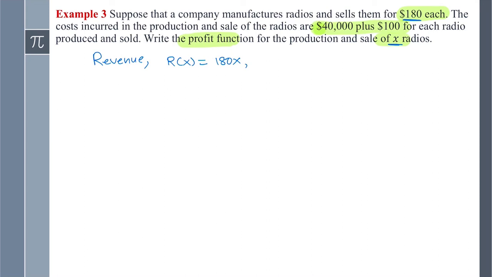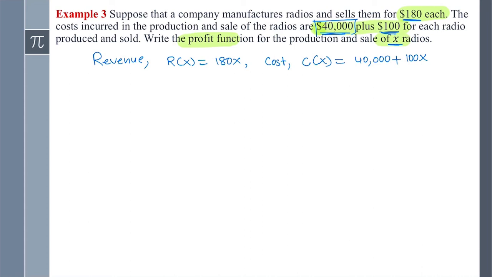And the next function that we have here is the cost function. How much do we invest? Okay, so let's represent that cost function by C of x. So the cost is, we have a basic cost, no matter how many radios we produce, we have a basic cost of 40,000 plus then there is a cost for each radio. So $100 for producing each radio. So we are producing x number of radios, so that cost is 100 times x, which is 100x.